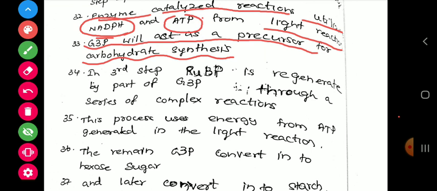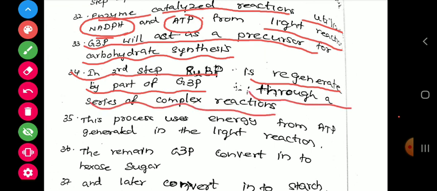In the third step, what happens is this. In the third step, RUBP is generated by part of G3P through a series of complex reactions. I'm not pointing out the mechanism, how it happens. You have all studied it in the classes. I'm just describing the essay to make it easier for you to remember. It's a very long process to describe. You can't describe that in 10 minutes.